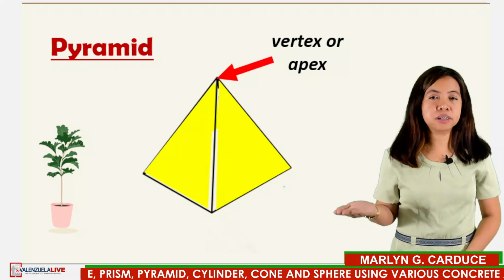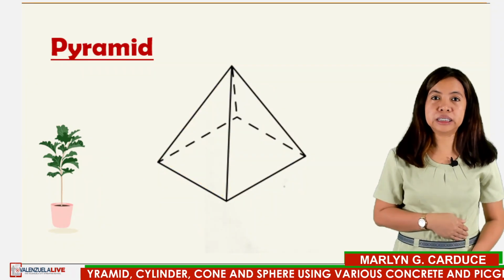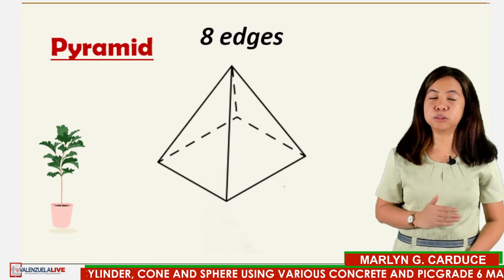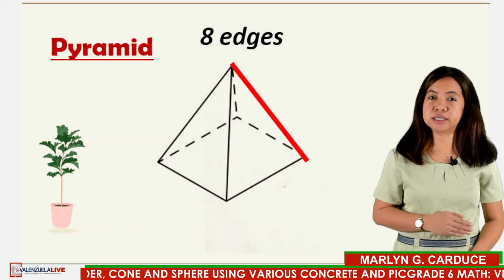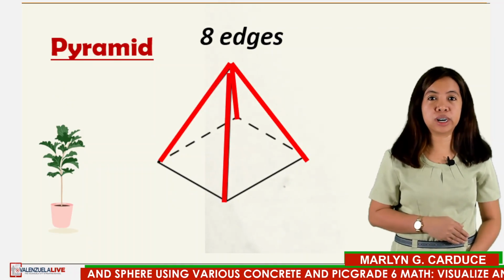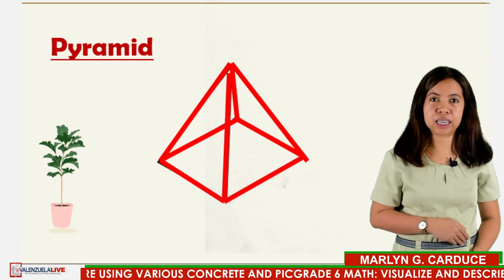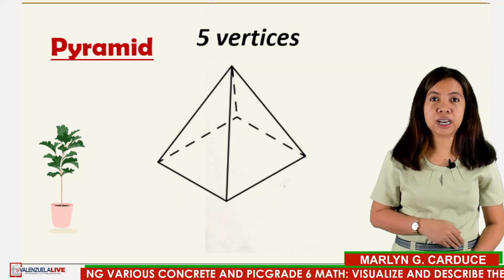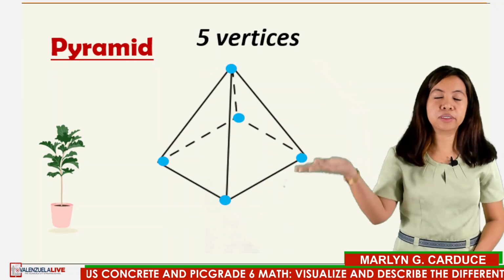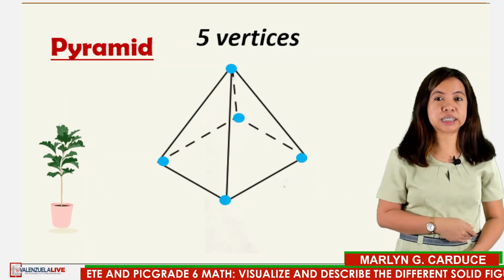So just like the prism, let's count the number of edges of the pyramid. In this figure, it has a total of 8 edges. So let's count. 1, 2, 3, 4, 5, 6, 7, and 8. And it also has a total of 5 vertices. So 1 at the top and 4 at the bottom. So that's a total of 5 vertices.